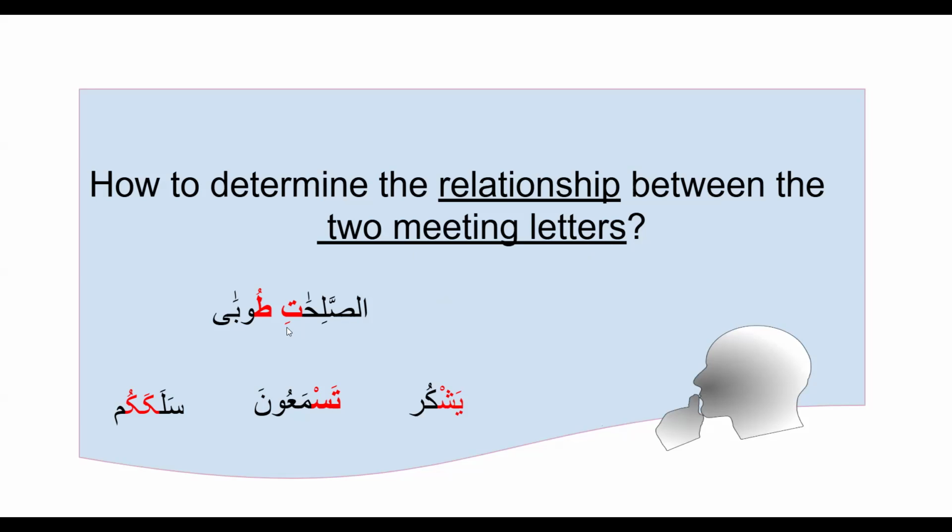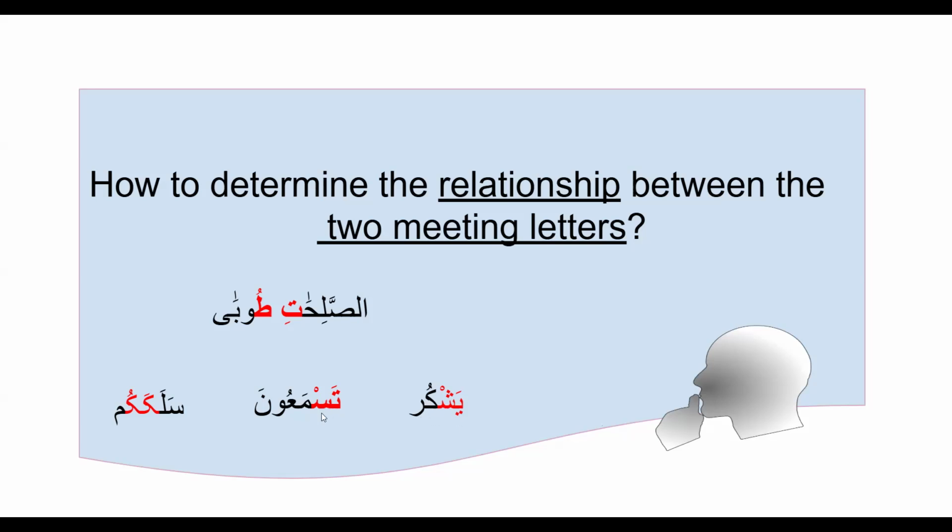So here is an example where the two meeting letters are part of two different words. The first word is ending with a ta. The next word is starting with a ta. So when we read them together, as-salihati tuba. So the two meeting letters in this case are the ta and the ta, which is an example between the two words.